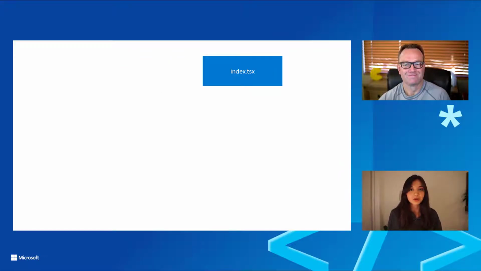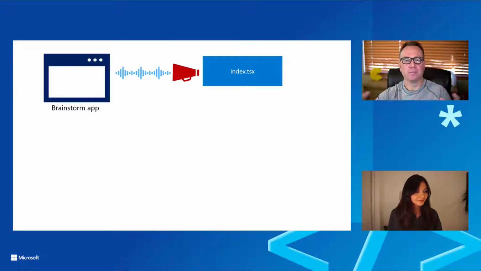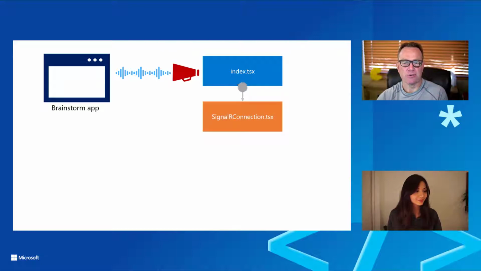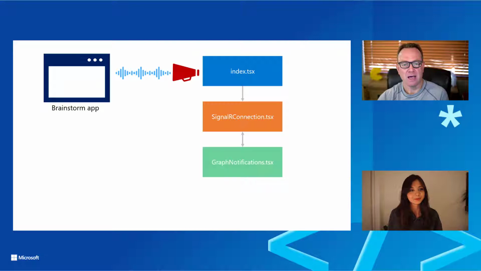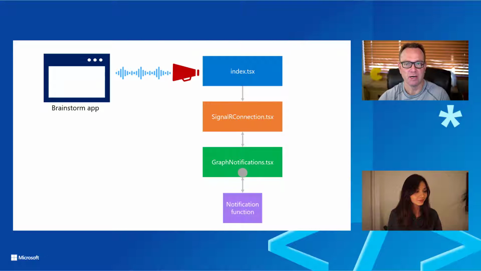Dan, why don't you walk us through what we're going to do? Yeah, so as Aicha mentioned, we have all these different kinds of puzzle pieces, if you will. From a code standpoint, we're going to have our index.tsx in our React app. And ultimately, we want to broadcast information about real-time presence, of course. To do that, we're going to have a SignalR connections TSX that's going to receive the information that somebody has changed presence. That's going to cause graph notifications to be triggered. Specifically inside of there, we're going to have a function called notification function, and that notification function will cause a toast message to display in the app, as you've seen in some of the demos.